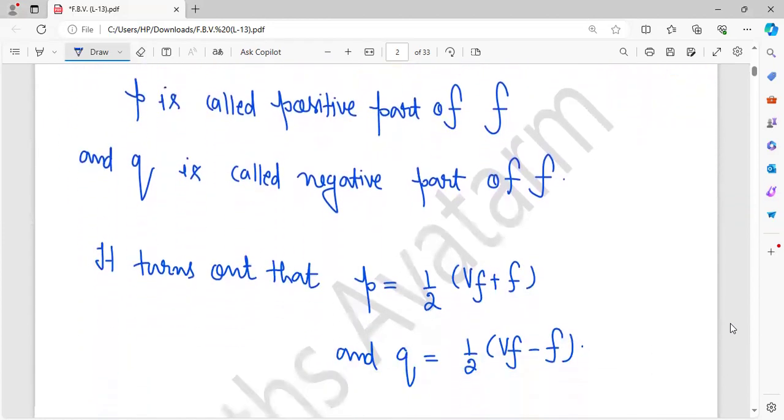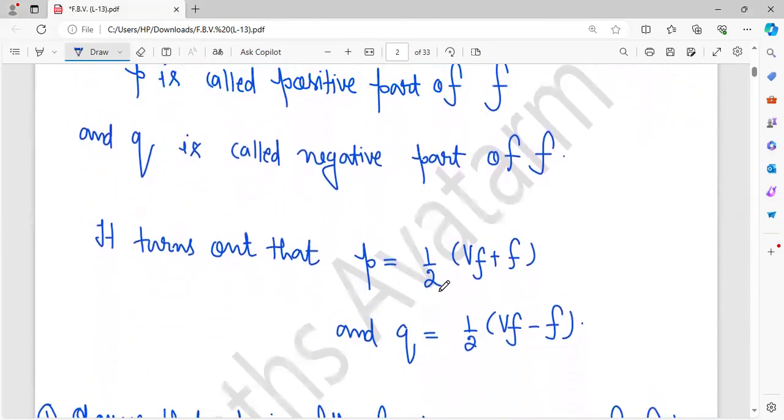So observation 1. First of all, P is nothing but 1/2 (Bf + F), and Q is 1/2 (Bf - F), where Bf is the variation function. You can see the proof in lecture number 11. You will find that I wrote it first in that lecture.